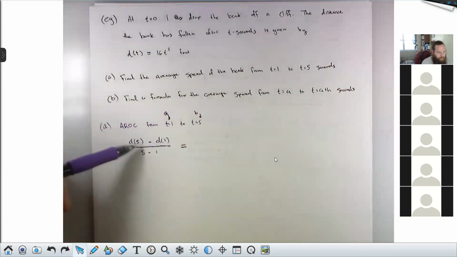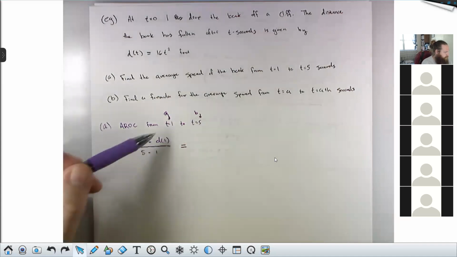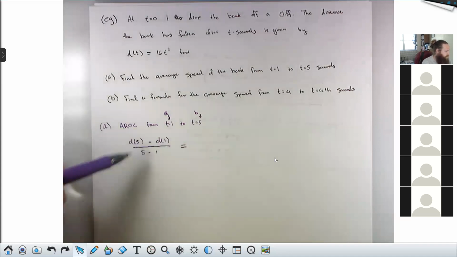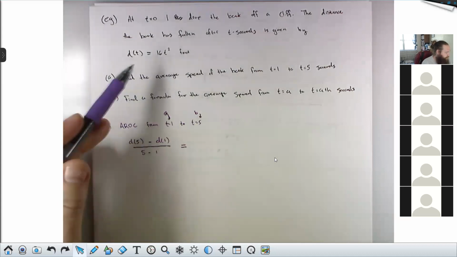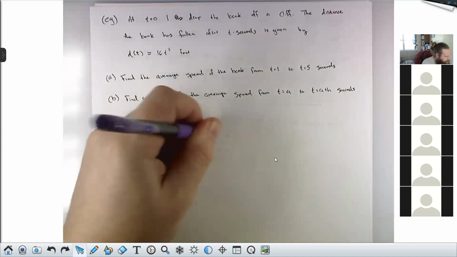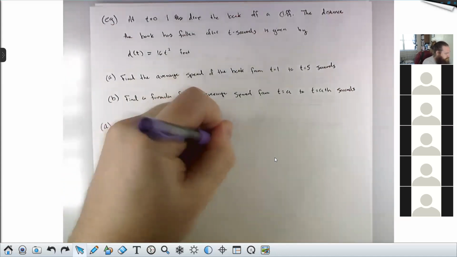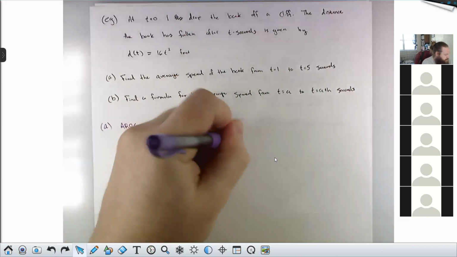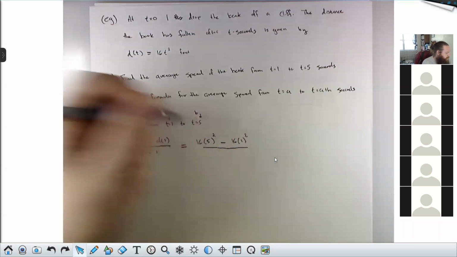And again, this is function notation. You cannot factor out a D, you cannot cancel the 5s, can't do anything like that. The only thing I really can do with this is plug in. What is D of 5? What is D of 1? Well, D of t in general is 16t squared. So D of 5 is 16 times 5 squared minus D of 1, which is 16 times 1 squared. And that downstairs, 5 minus 1, that's 4.